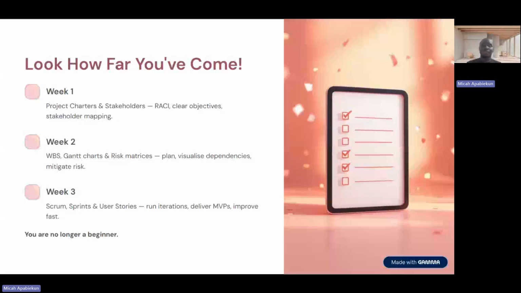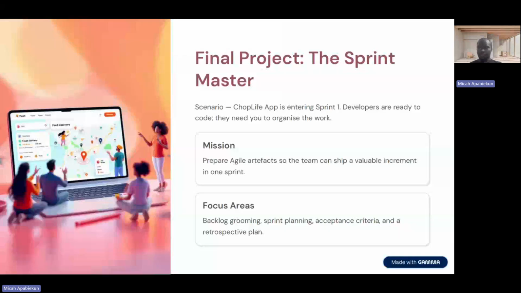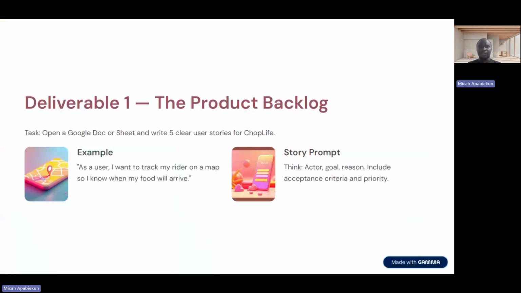Entering sprint one, developers are ready to code, they need to organize the work. So prepare agile artifacts so the team can ship a valuable increment in one sprint. I want you guys to put yourselves into teams. So building on what we did in the previous video, put yourselves into teams, work on this, and build out a proper plan. I would like to see how you get to do this. You can use some AI tools. Do not outsource your thinking to AI. Let it collaborate with you in terms of how you think and how you conduct research, but don't outsource your thinking to AI.